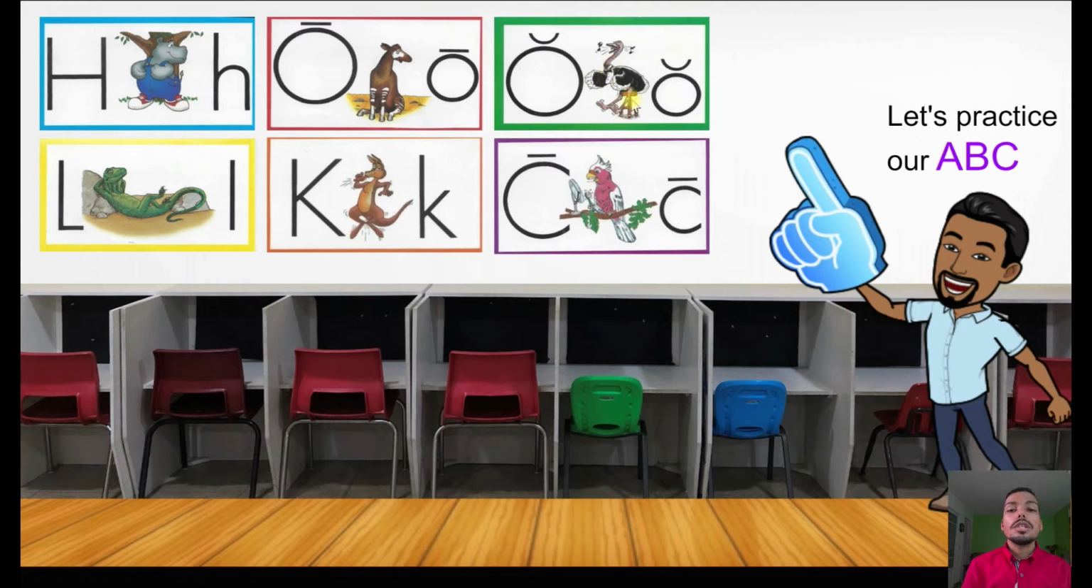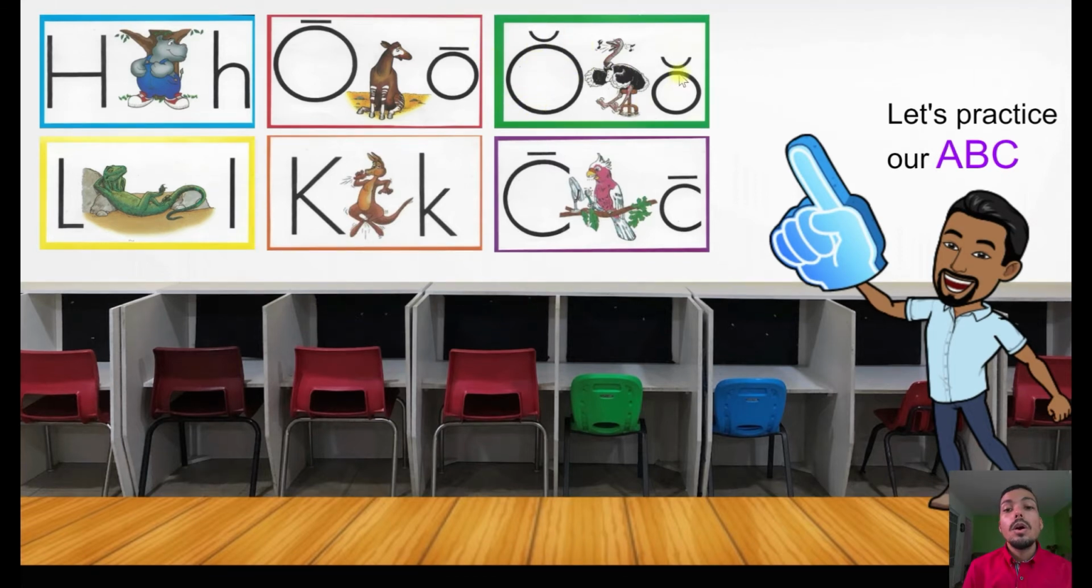Ostrich has a letter that sounds O. O. So when you see the letter O with the E on top, it's going to sound O. Oh, very good.